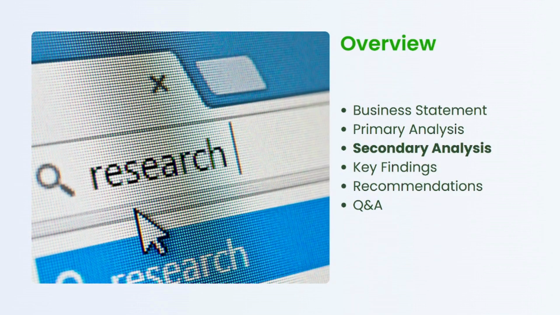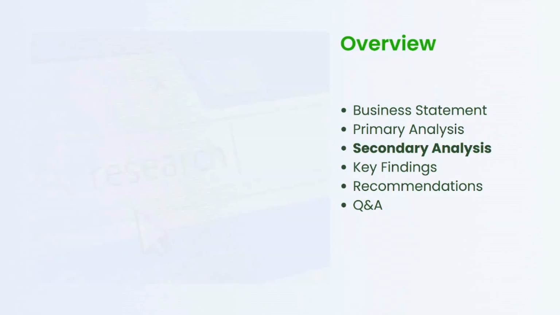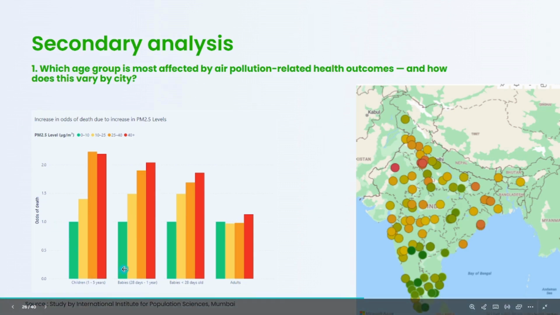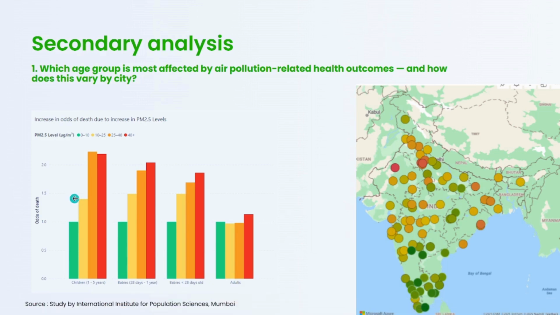Now we will move on to the secondary analysis. If we see which age group is most affected by air pollution related health outcomes, we can clearly see that children and babies are the most affected by air pollution related deaths, specifically due to the increase in PM2.5 levels.